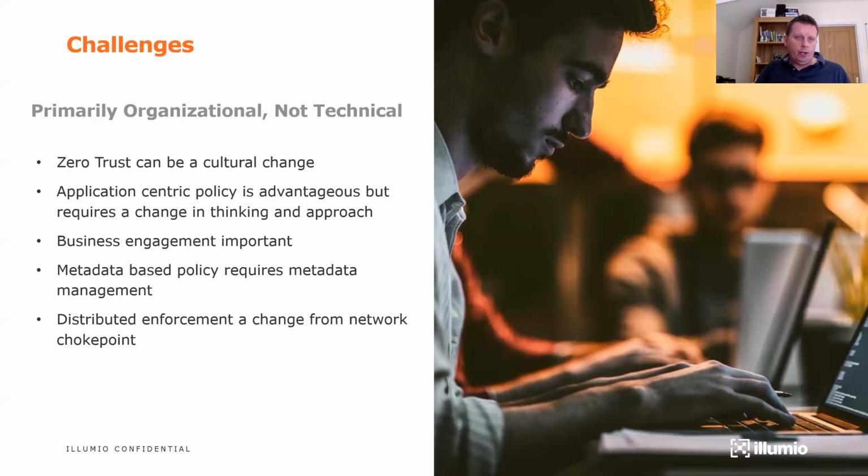Application-centric policy like Illumio is extremely advantageous. It gives you a lot of context, it makes policy definition easier, and it greatly reduces operational overhead, but it does require a change in thinking. Especially in the network team and security team, sometimes people have to rethink firewall policy and doing that in a metadata-driven way. Business engagement is super important, and it can't be ignored.